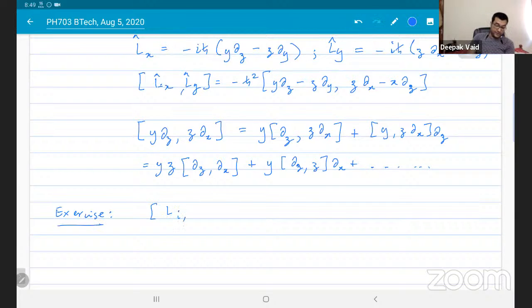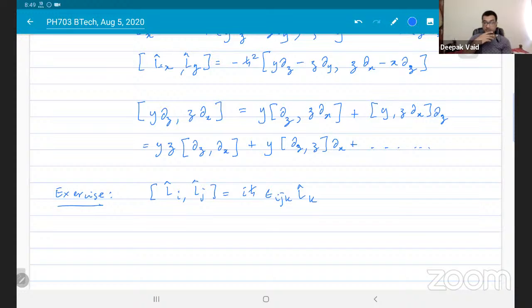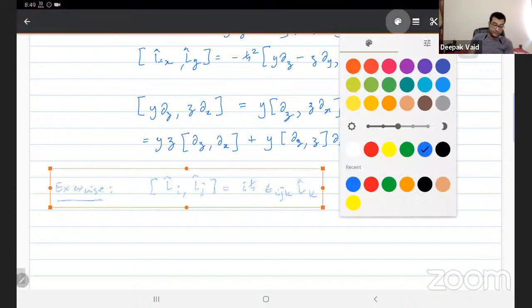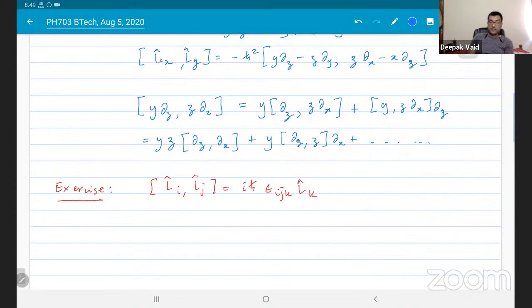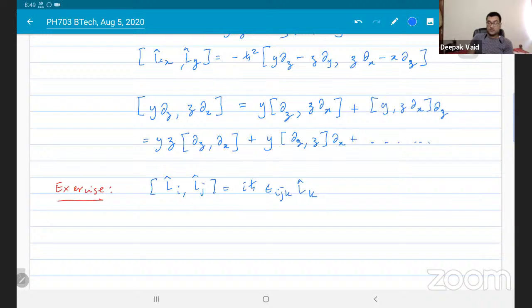So you will find that [Li, Lj] is going to be equal to iħ epsilon_ijk Lk. Right. So the angular momentum operators don't commute with each other. And this lies at the heart of the theory of angular momentum.